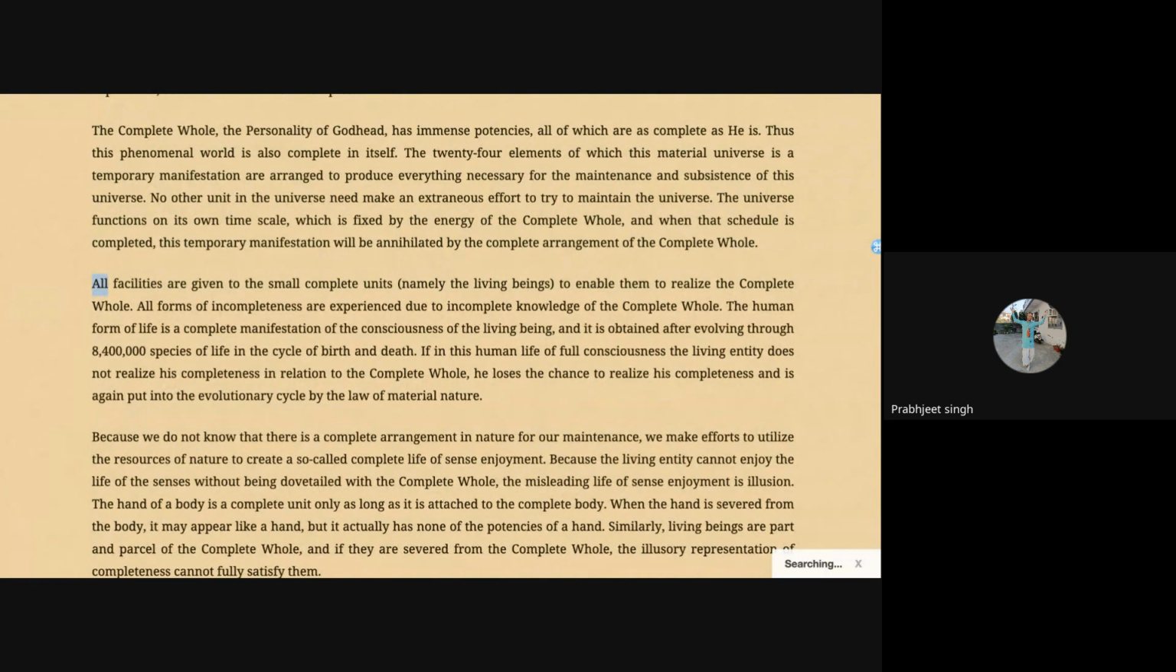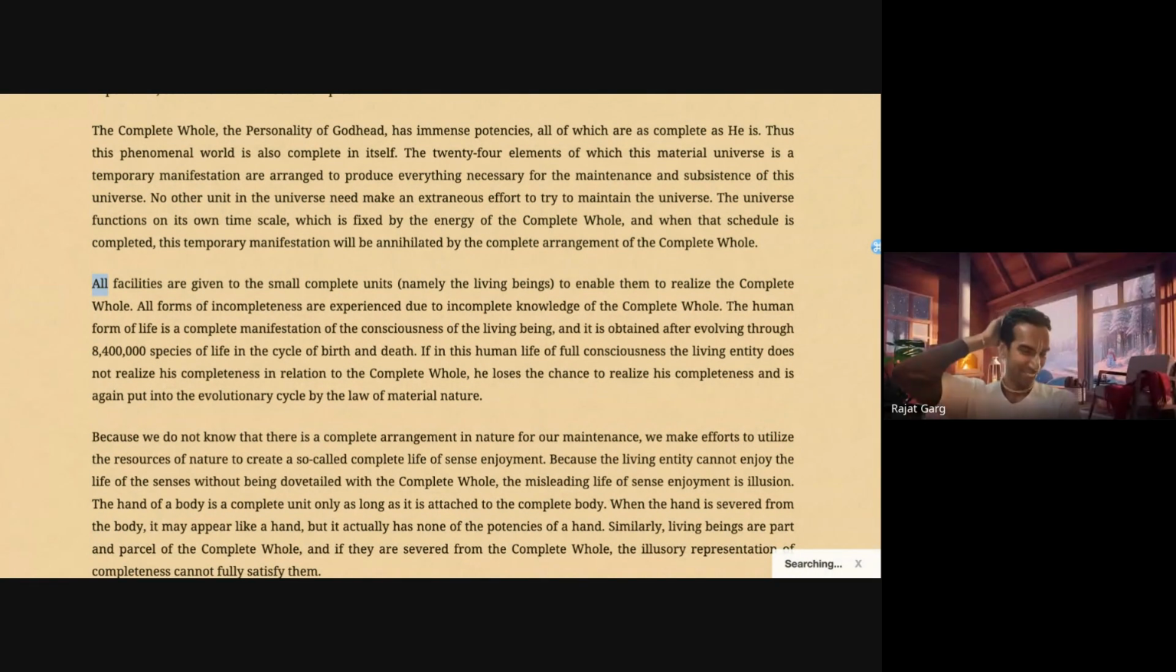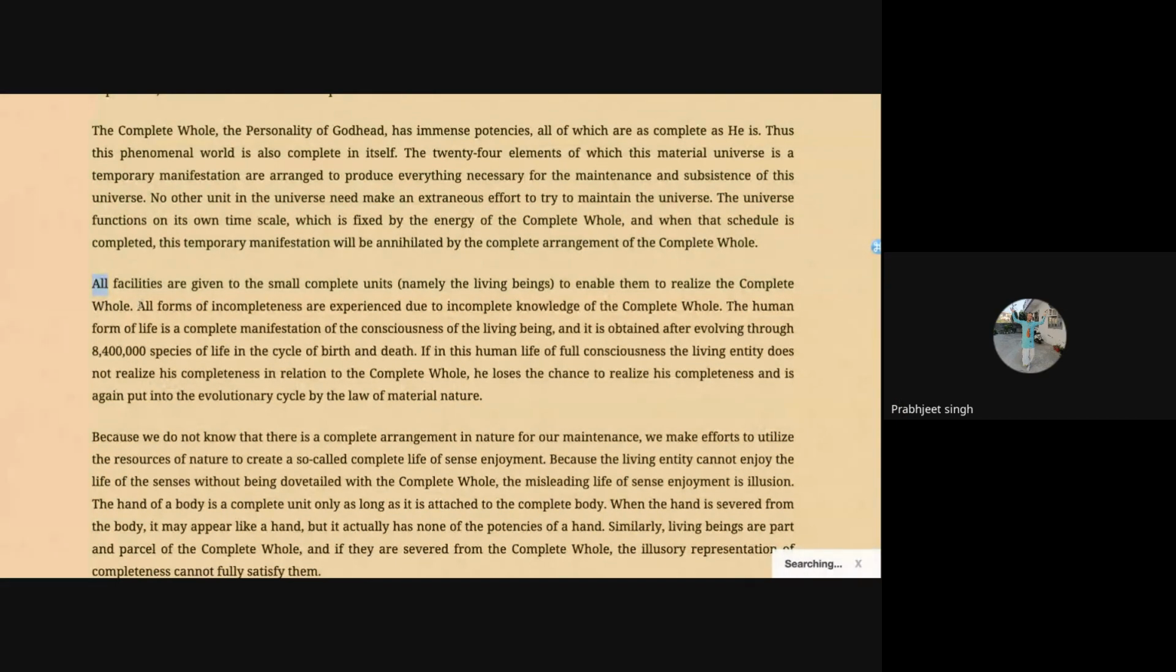Hare Krishna. Hare Krishna, Prabhu. Very nicely read, but you can read a little slower. But very nice to hear from you. Thank you, Prabhu. Okay.